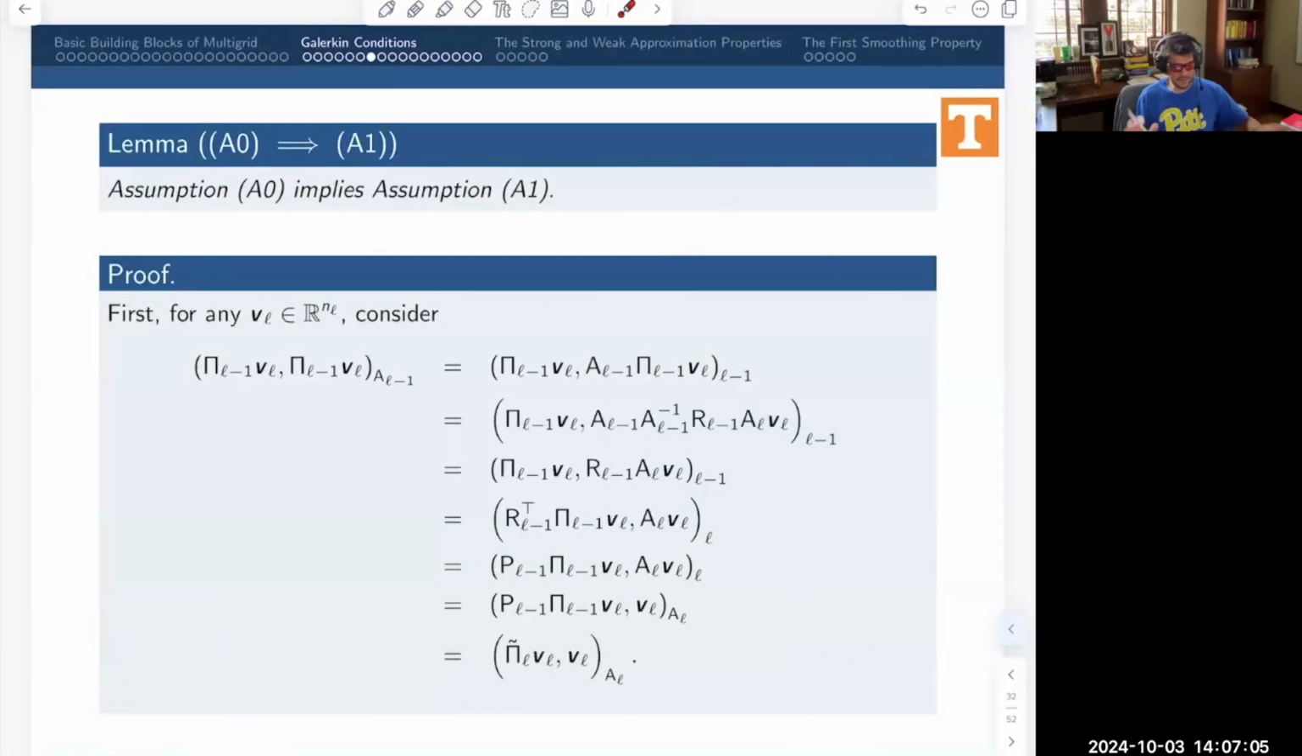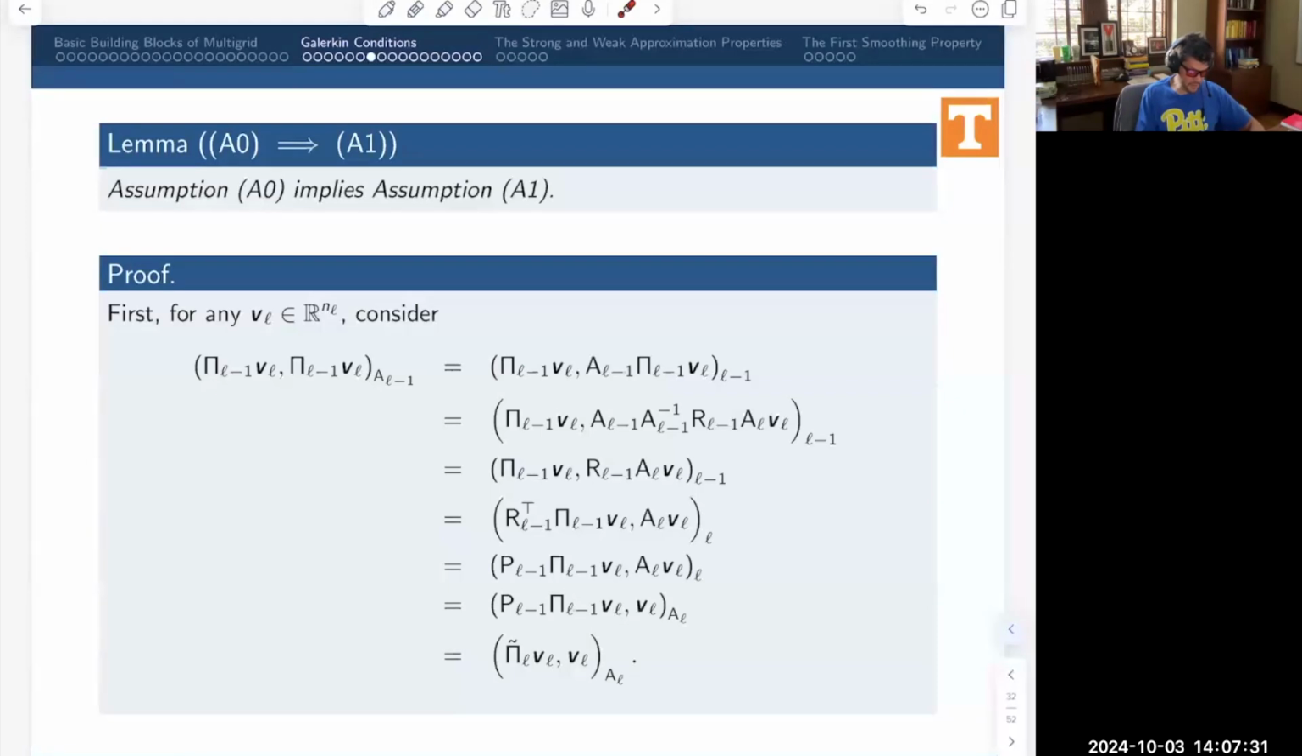All right, so that's something that follows from assuming that the strong Galerkin condition holds. Now we're in a position to show that the strong Galerkin condition implies the weak Galerkin condition. A0 implies assumption A1. Strong Galerkin condition, weak Galerkin condition. All right, so remember what the weak Galerkin condition was.